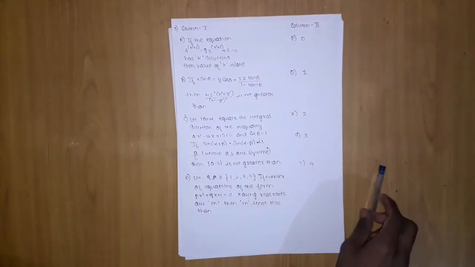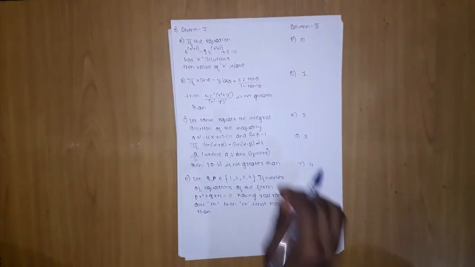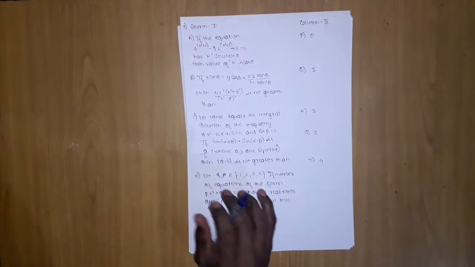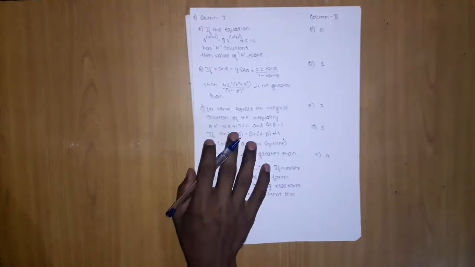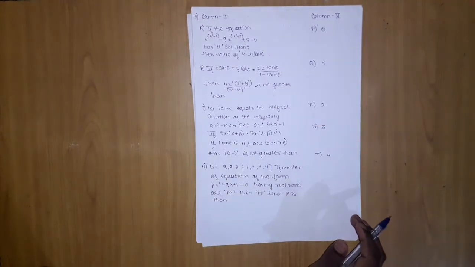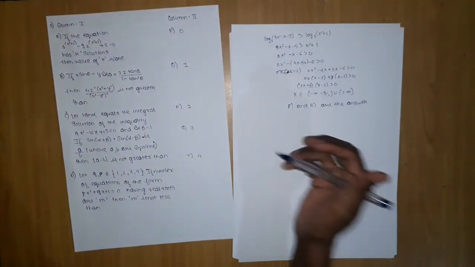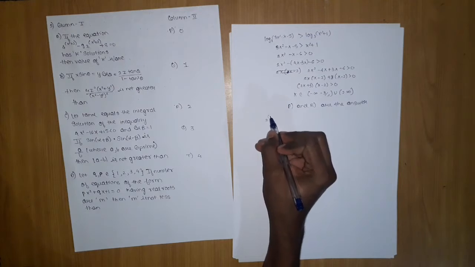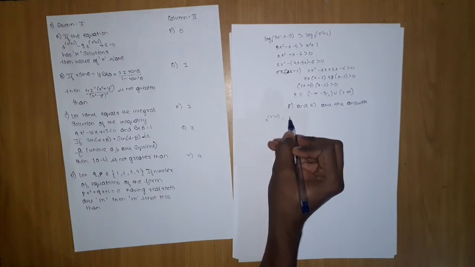This is the second matrix match. I was not getting it, so I was searching for it. So this is column 1, and these are the options. A is: if the equation 4 power (x square plus 2) minus 9 into 2 power (x square plus 2) plus 8 equal to 0 has k solutions, then the value of k is. Now we want to find the value of k. How can we proceed? We can take 2 power (x square plus 2) as t.